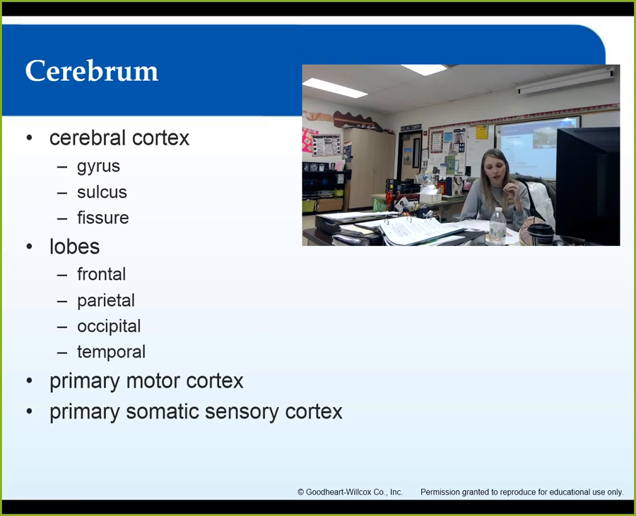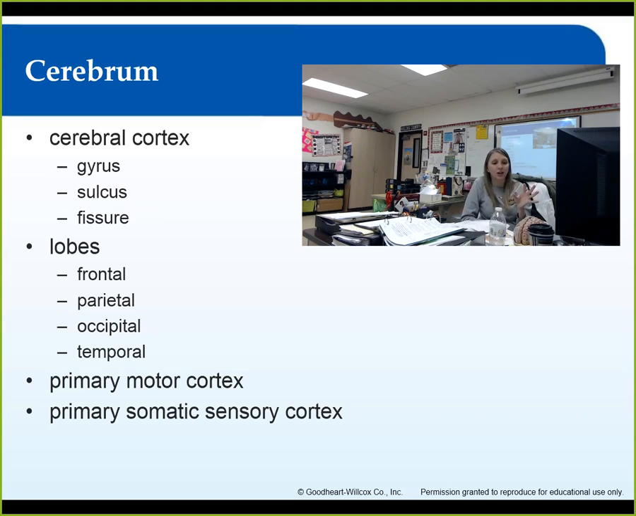Okay, gyrus is the raised area. When you're looking at the brain and you see all these squiggly sections, gyri is the plural for that. Gyri are the raised sections that you see. Sulci, or a sulcus in the singular, is the actual groove in between the gyri. You might want to study those two together so you don't get them mixed up.